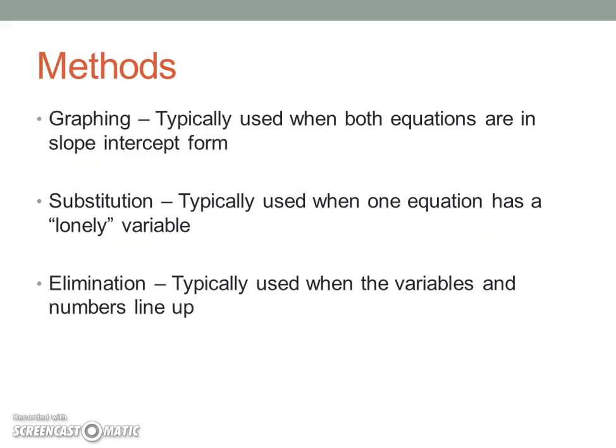There are a couple of methods that you could solve systems of equations by. That's graphing. Typically you want to use this when both equations are in slope-intercept form. There's substitution. We use this one when one of the equations is a lonely variable, when one of the equations is solved for or has a coefficient of 1. And then there's elimination. This is the most typically used one, and that's when the variables and the numbers line up. Okay, so let's see each of these methods in action.